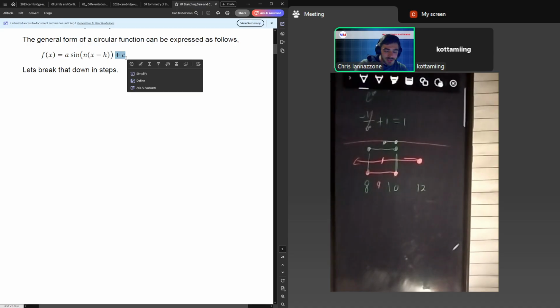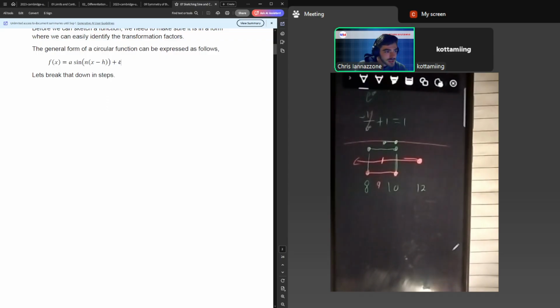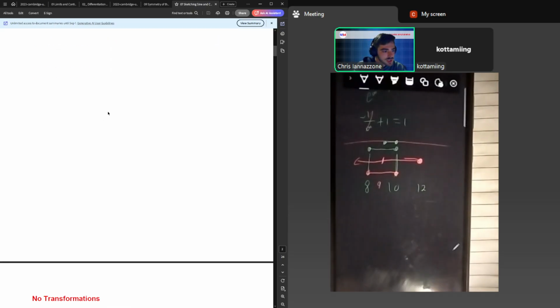In quadratics, whenever you had a plus at the back, it will go up, and whenever you had a minus, it would go down. Exact same thing with circular functions. Also, exact same thing across every function. Whenever you have x minus h anywhere, that's always a shift right. Same thing with the plus c. So those are the fundamentals around the transformations.